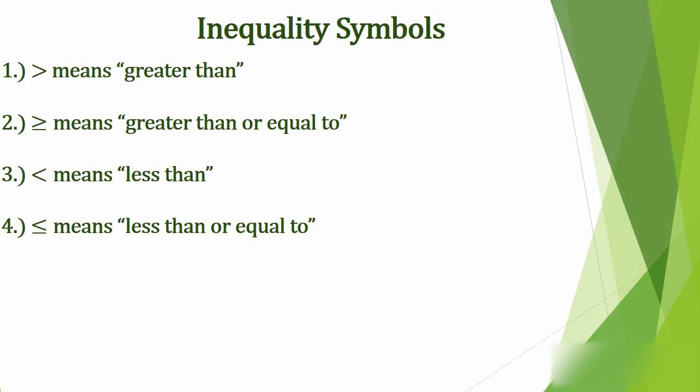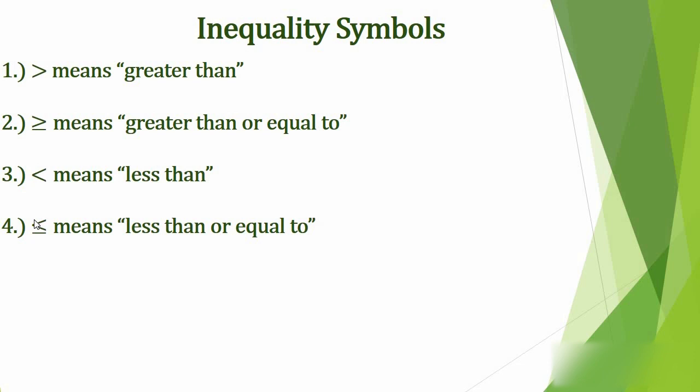First, we must remind ourselves of the inequality symbols and what they mean before we get into the business of this video. The first one on the list here is the greater than symbol. This sign here means greater than. The second one is the greater than or equal to symbol. The third one is the less than symbol here. And the fourth one is the less than or equal to symbol.